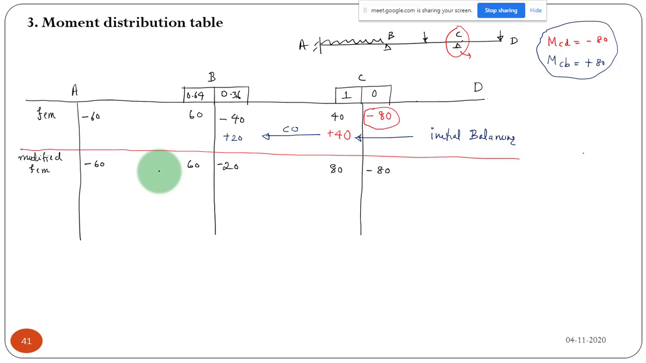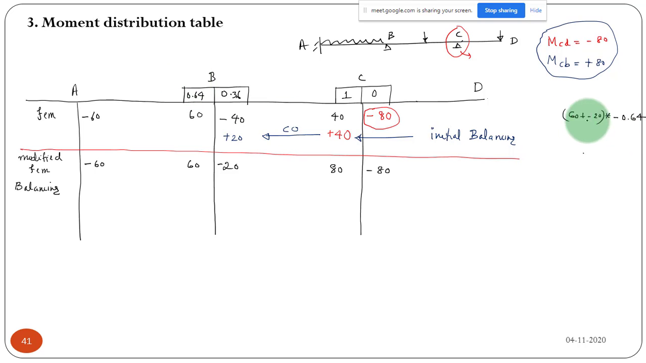Now if you look at joint B, you can see that joint B is not balanced. There is some unbalanced moment, so we do the second step, that is balancing. At joint B, I have to find the unbalanced moment, that is 60 plus minus 20. That is your unbalanced moment. You multiply 60 plus minus 20 with the negative value of the distribution factor, 0.64.